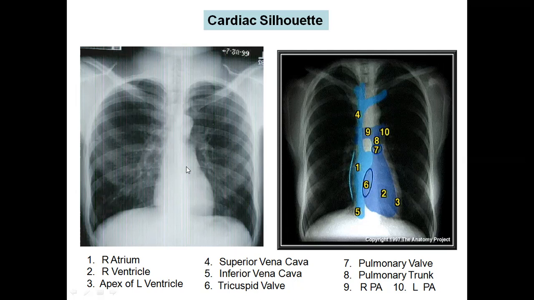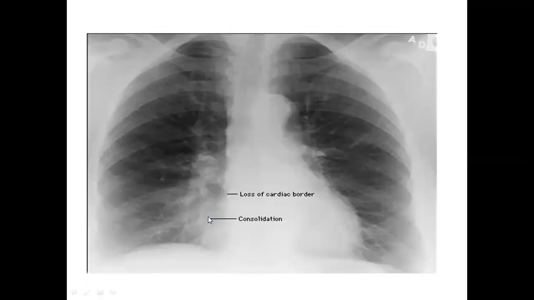At the 7th position we have the pulmonary valve, from which the pulmonary trunk comes. At the 9th position we have the right pulmonary artery and left pulmonary artery. So 7th, 8th, 9th, 10th are actually continuous: this is the pulmonary valve, this is the pulmonary trunk, this is the right pulmonary artery and this is the left pulmonary artery. Please pause this slide so that you can read all the labelings given here, which show the normal PA view of chest X-ray, posteroanterior view.